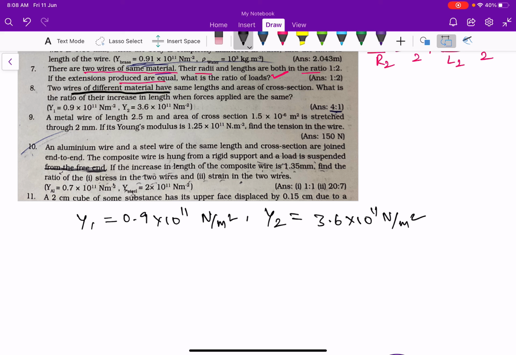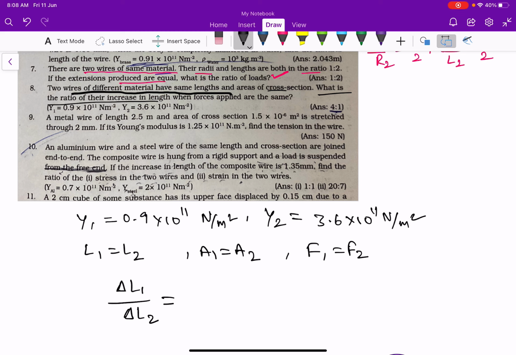The two wires of different material have the same length, so L1 equal to L2, and the area of cross section is also the same, A1 is equal to A2. What is the ratio of their increase in length when the forces applied are the same? Force applied F1 is equal to F2. What is the ratio of increase in length, delta L1 divided by delta L2?